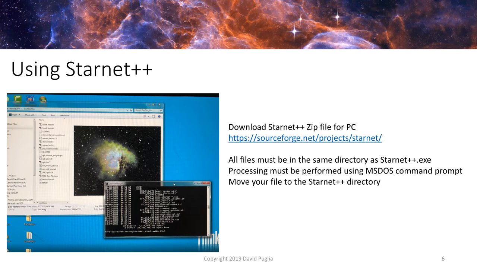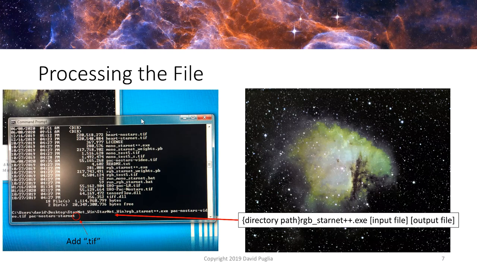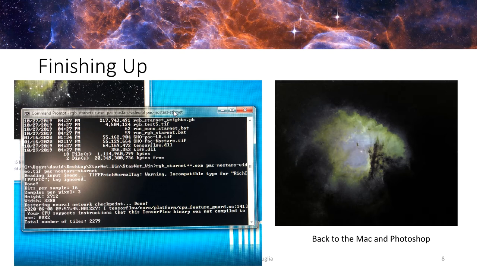But you have to use MS-DOS, the explicit file directory, and then you can just drag and drop the file in there, and then you go ahead and start to process. So once you have your file in there to process, let's go to the next one. Here we go. All right.